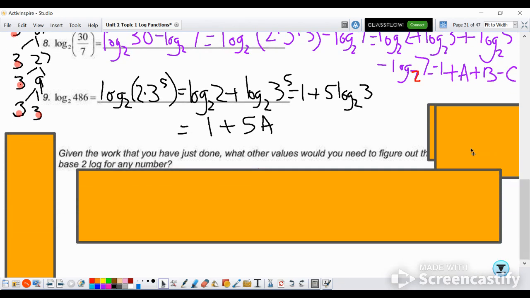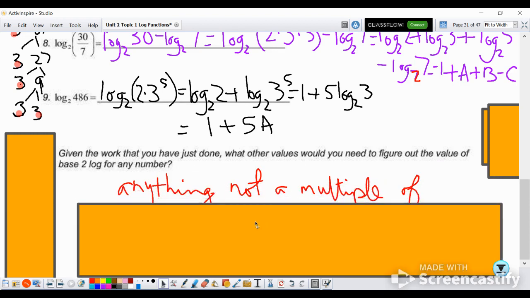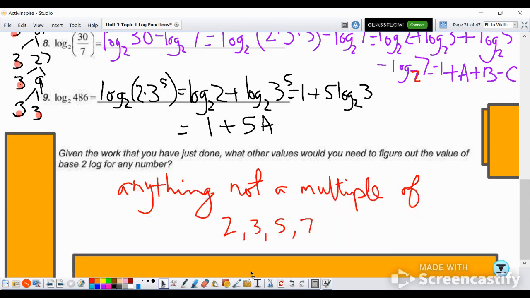For number 10, it says, what other logs would we need in order to figure out log base 2 of any number? Well, if we have log base 2 of 2, we've got the only even number we need. The only other ones we would really need would be other prime numbers. So anything that's not a multiple of 2, 3, 5, or 7, which are the arguments already represented. So other prime numbers that would be useful could be 11, 13, 17, 19, etc.